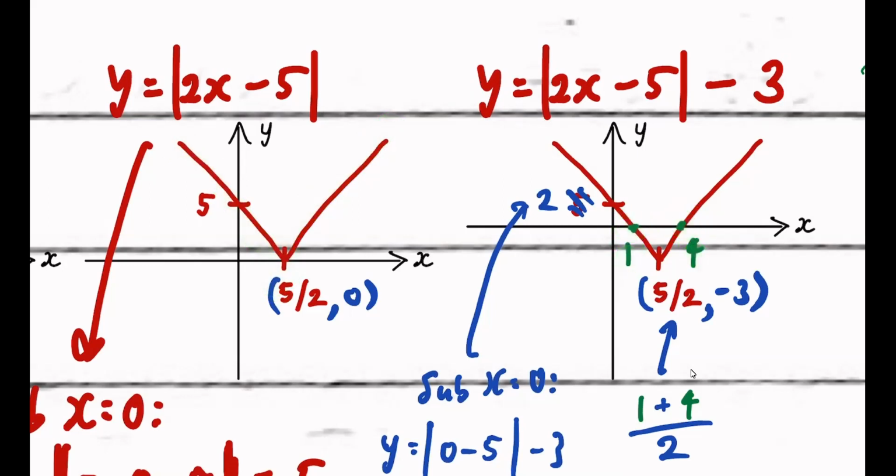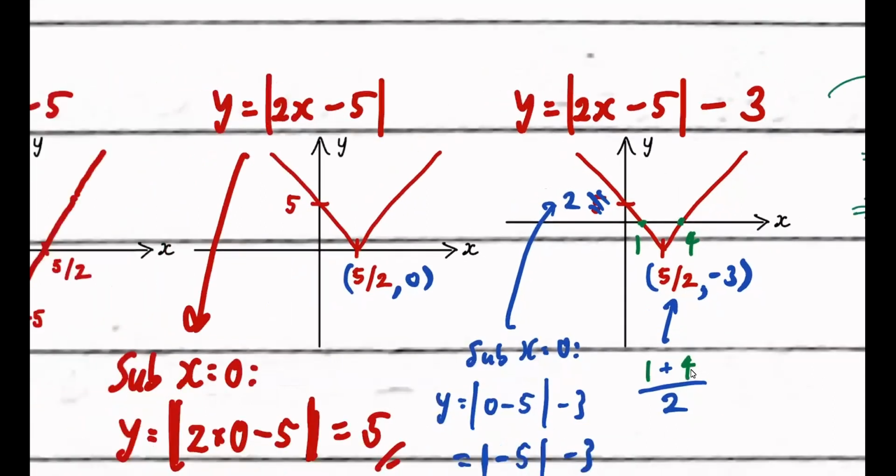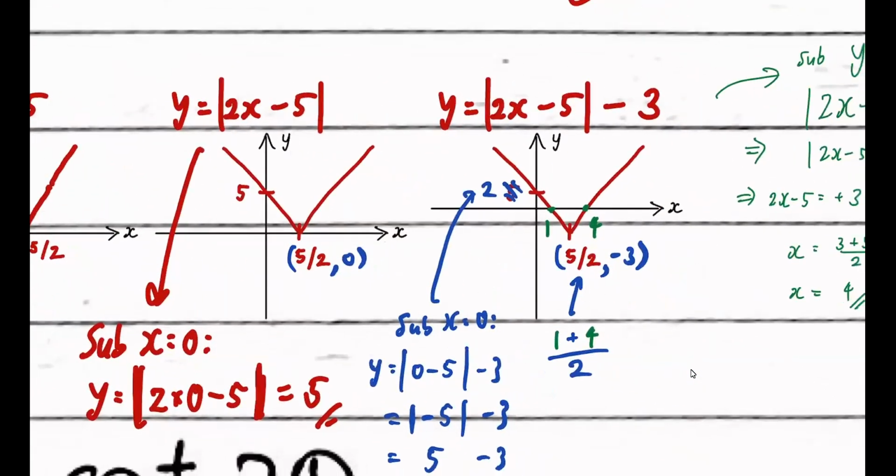How do you find out it's 1 and 4? One way is to realize that the average of these 2 numbers will give you 5 over 2, and it's symmetrical. Another way, which doesn't involve so much geometry, is to sub y equal to 0.